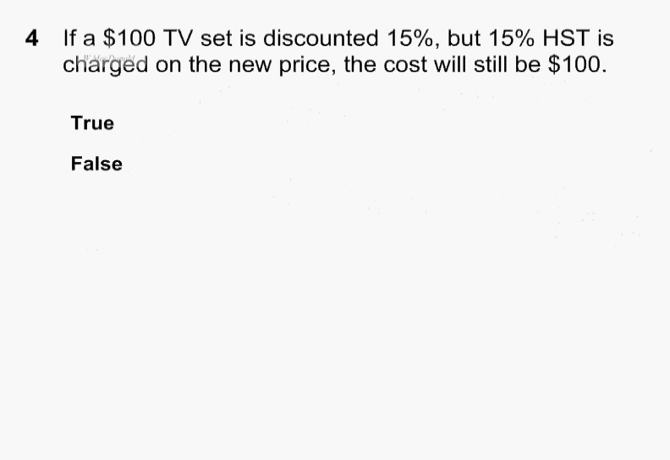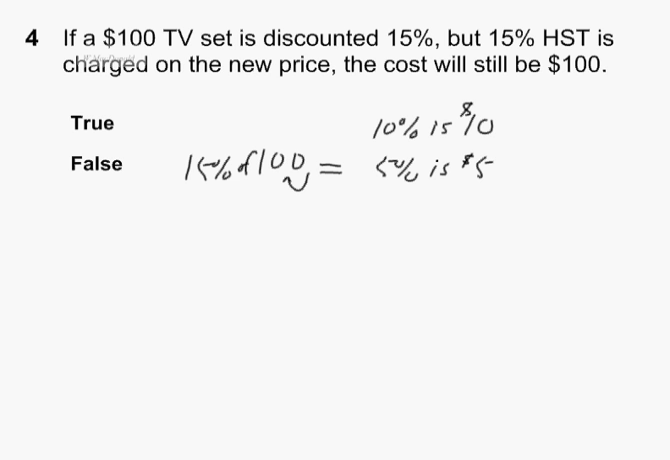Question 4 says if a $100 TV set is discounted 15%, but 15% HST is charged on the new price, the cost will still be $100. So here's how you prove true or false. I'm going to take my $100 and find what is 15% of $100. There's 2 ways you can do it. You can do it mentally. 10% is $10 because I moved the decimal one place over. 5% would be half of 10%, so it would be $5. So 15% would be adding those 2 together, which is $15.